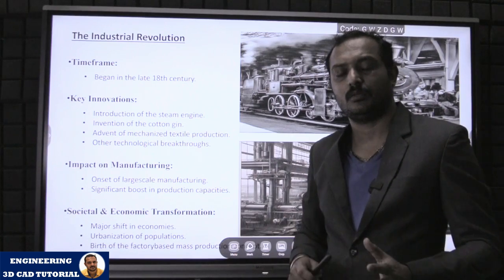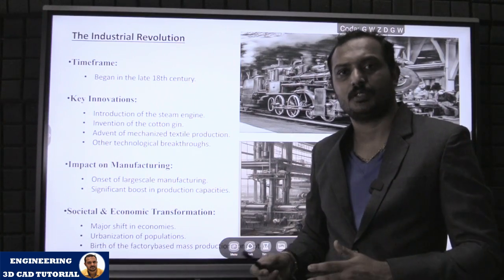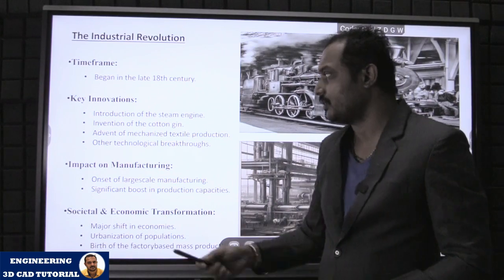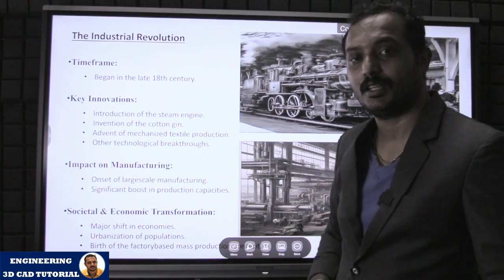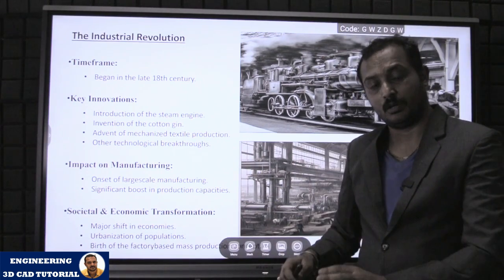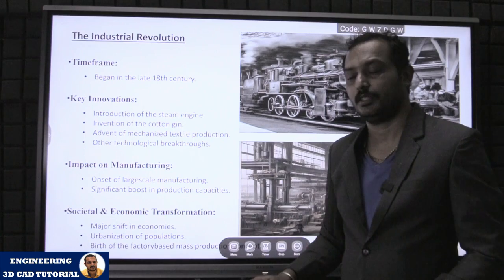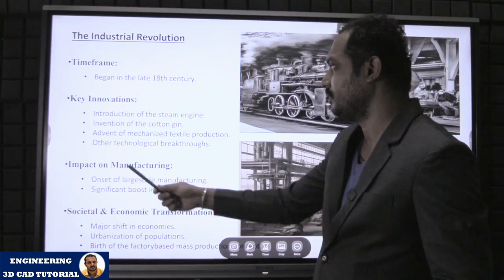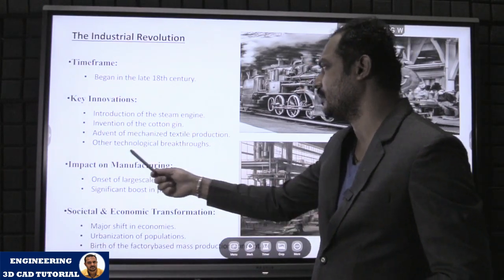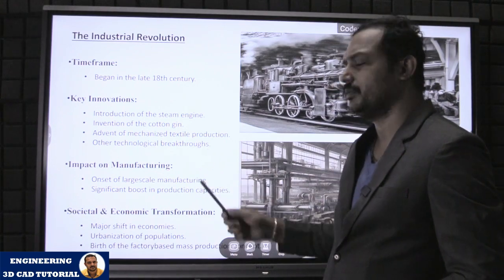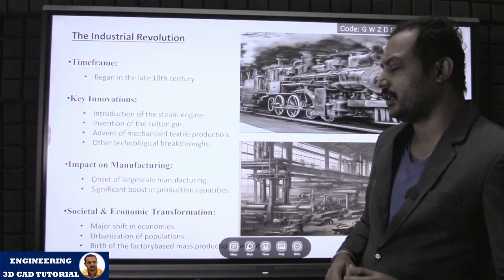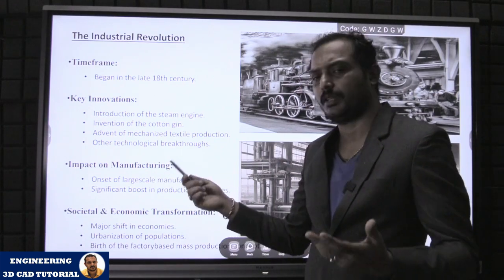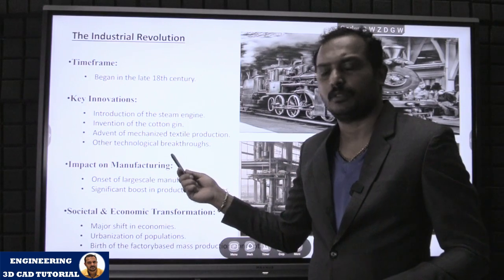So later the sewing machines came, how to convert cotton to a thread to a cloth. So all these advancements, even though it is not an advancement, fulfilling the basic necessities of the society happened. Advancement of mechanized textile production, other technological breakthroughs. So if you see the cycle or the motorcycles that started coming inside, so scooters, bikes, you can call it as automobiles coming to picture.